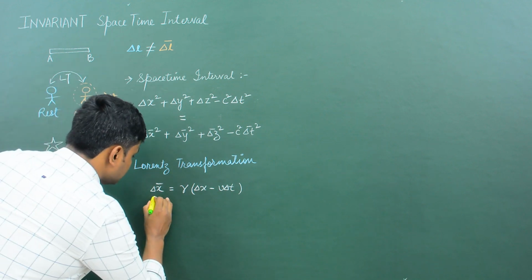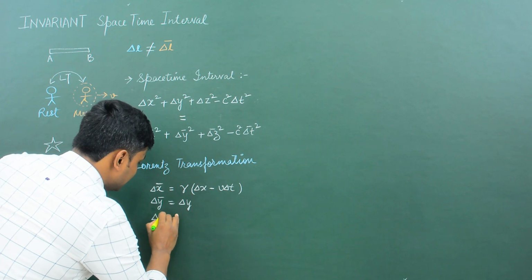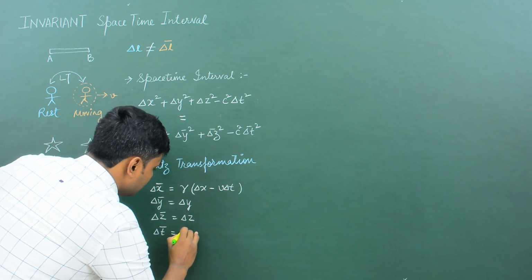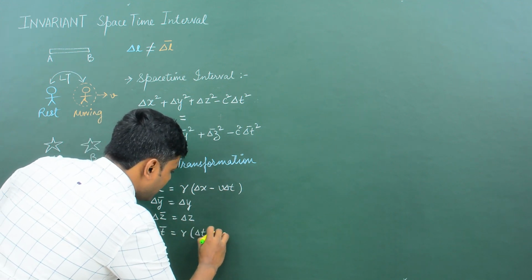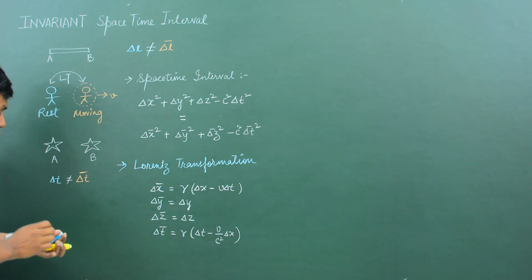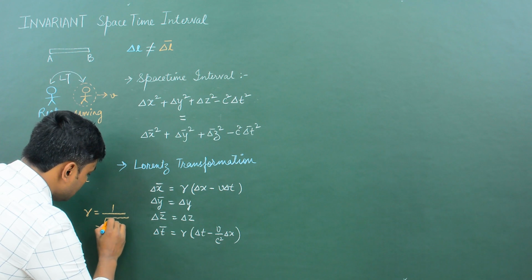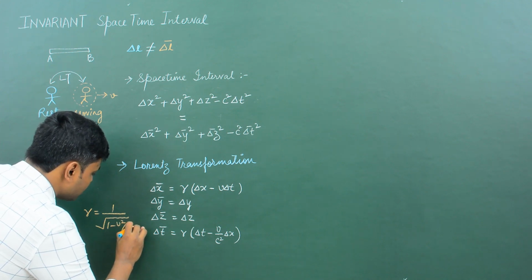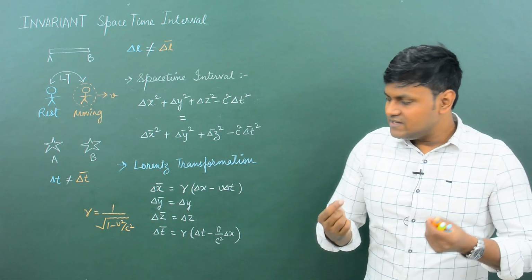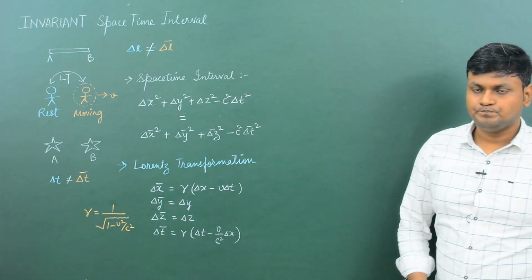Similarly, you will also get equations like del y bar is equal to del y. You will get equations like del z bar is equal to del z, and you will get equations like del t bar is equal to gamma (del t minus v upon c square del x). Of course, you know what gamma is. Gamma is nothing but 1 upon root over 1 minus v square upon c square. So these are the Lorentz transformations corresponding to intervals in x, y, z and t axis for 2 physical events, let's suppose A and B.